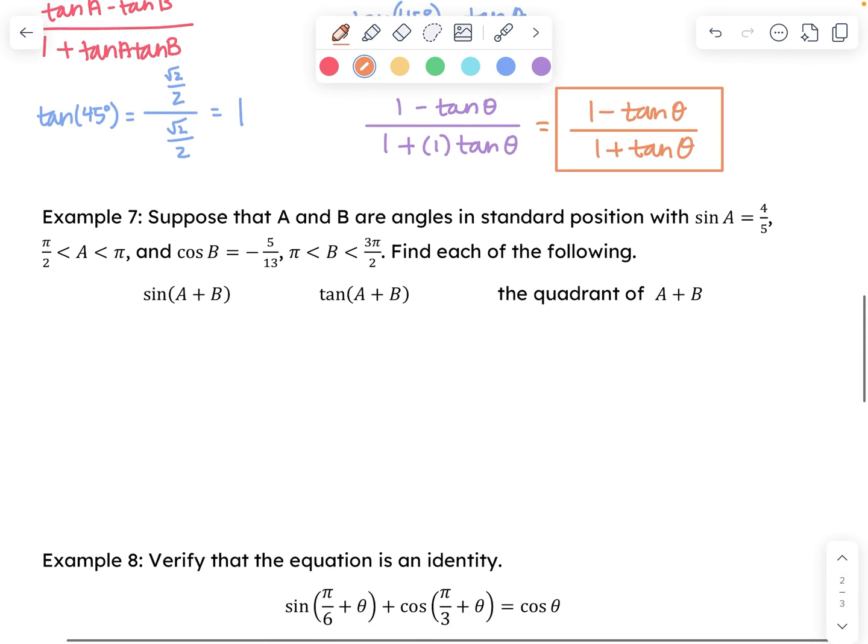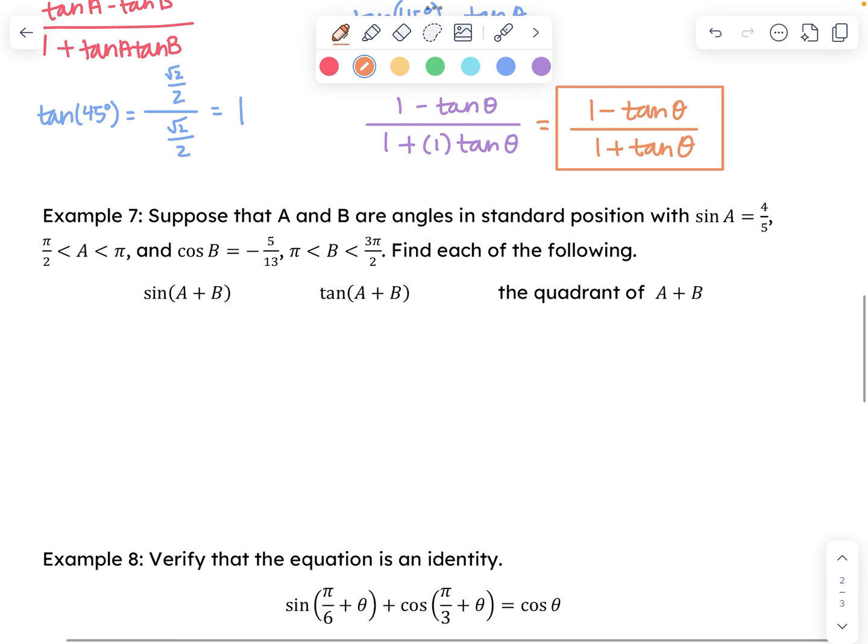Now let's look at example 7. It says, suppose that A and B are angles in standard position with sine of A equaling 4/5, and pi over 2 is less than A, which is less than pi. And cosine of B is negative 5/13, where pi is less than B, less than 3 pi over 2. Find each of the following.